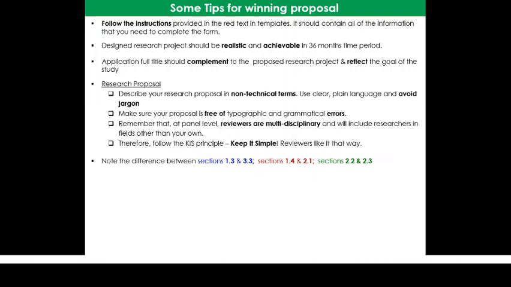And sections 2.2 and 2.3 are the difference between communication and dissemination. So in 2.2, you have to mention how you disseminate your research results to your peers and end users. Whereas in 2.3, you have to describe how you will communicate your results to non-specialists like the general public.